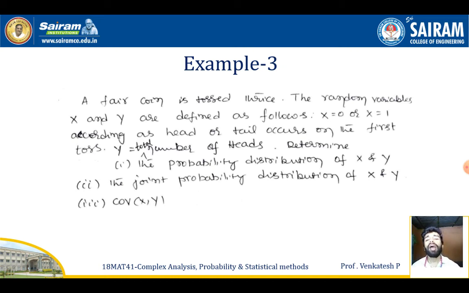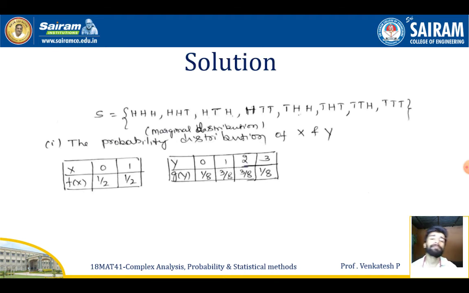So first let me define the joint distribution table and also the distributions of X as well as Y. On tossing a coin 3 times, the possible outcomes will be HHH, HHT, HTH, HTT, THH, THT, TTH, TTT. So in total I am having 8 possible outcomes here.